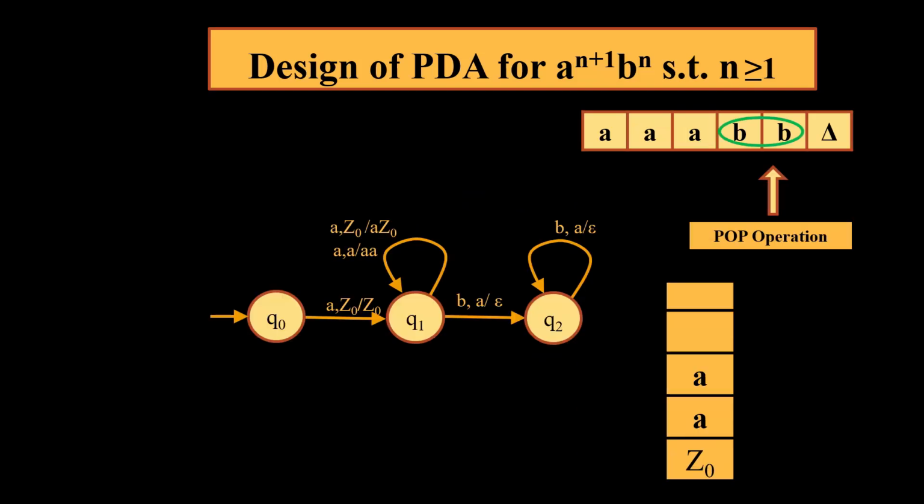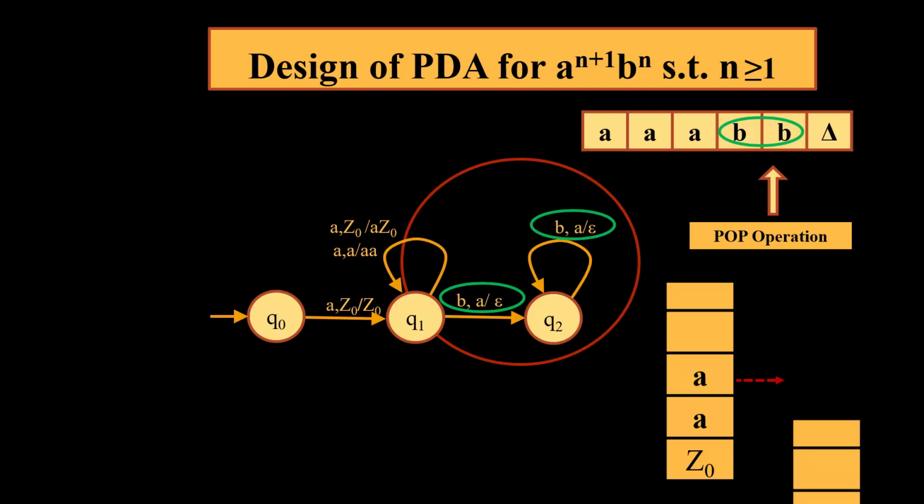Next we come across b on the tape. The moment we come across b on the tape, we will have a state change and we will move to the pop operation, and we will keep on popping all the elements from the stack, and every element which is popped should compulsorily be a corresponding to every b which is read on the tape.